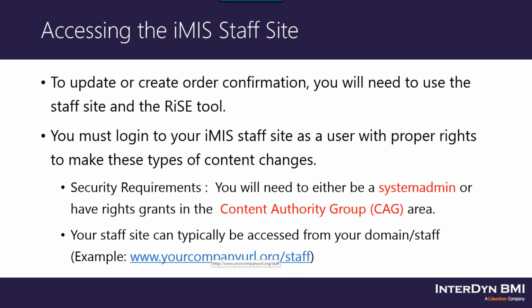So in order to update the order confirmation, I am going to be accessing the staff site in the RISE tool. I'm already logged in, but I'm logging into the staff site. I need to have proper rights. So I either need to have sysadmin rights or have rights set up in the content authority group area, one of the two. And then typically, it depends on how your staff sites may be configured, but your URL might look something like whatever your site URL is /staff, which is fairly common.